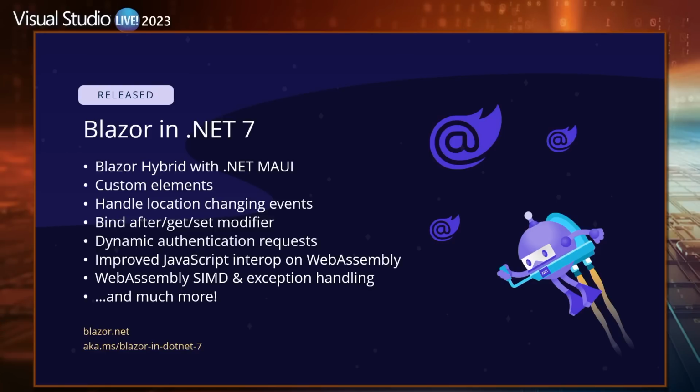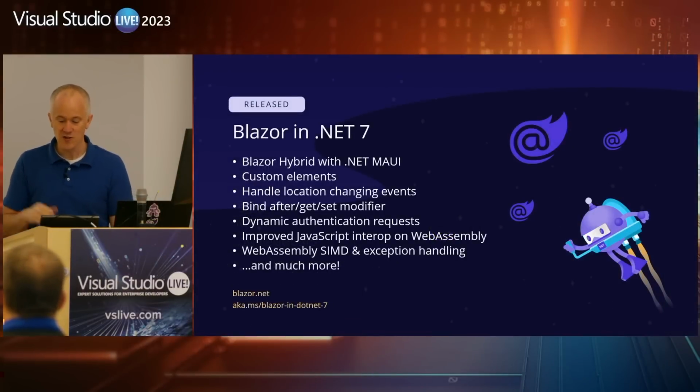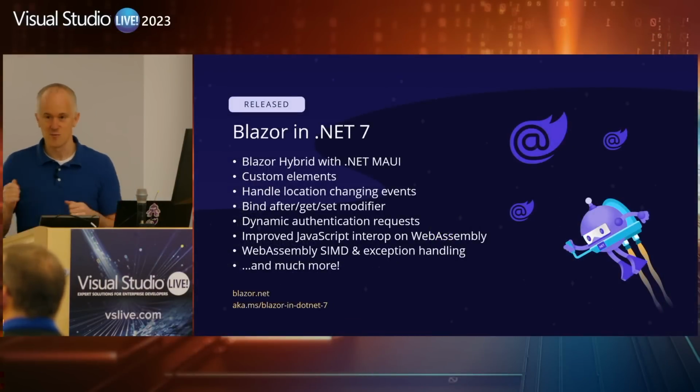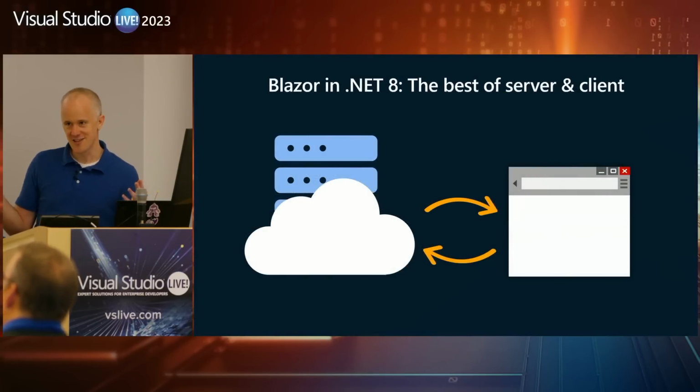At the WebAssembly layer, we also did a bunch of investments. We added new capabilities like a new low-level JavaScript interop model, as well as support for the SIMD and exception handling WebAssembly standards. If you haven't already, I encourage you to go and try out Blazor in .NET 7 today. You just go to blazor.net, click Get Started, and go ahead and run through your first tutorial. If you haven't seen these new features from .NET 7, I encourage you to go check out Steve Sanderson's .NET Conf talk from last year. You can find that at aka.ms/Blazor in .NET 7.